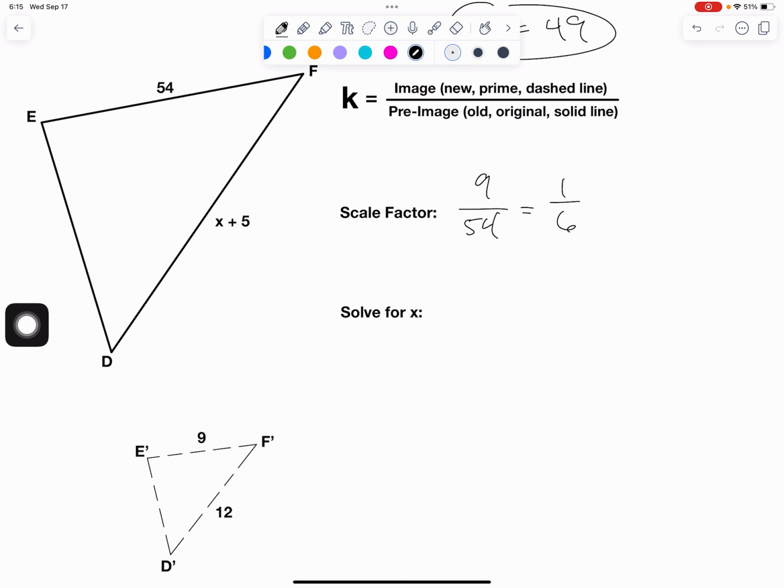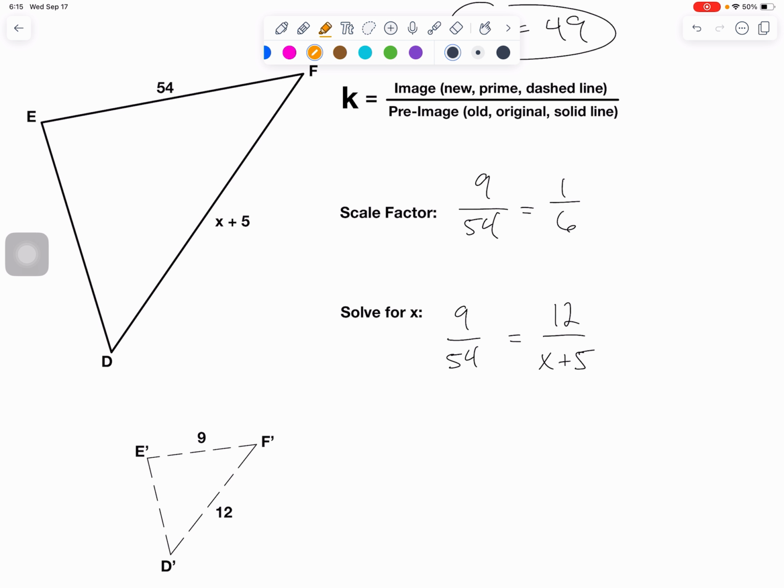All right, so let's solve for x. Well, we already have a proportion of 9 over 54. So we can set that up as 9 over 54 equals, well, remember, if our numerator came from our new triangle, our prime, or our dashed line here, that means the numerator on the other side also has to come from that, which is 12. And if we've used 9 and 12 and we've used 54, well, we have to set it over x plus 5. All right, so let's go ahead and cross multiply.